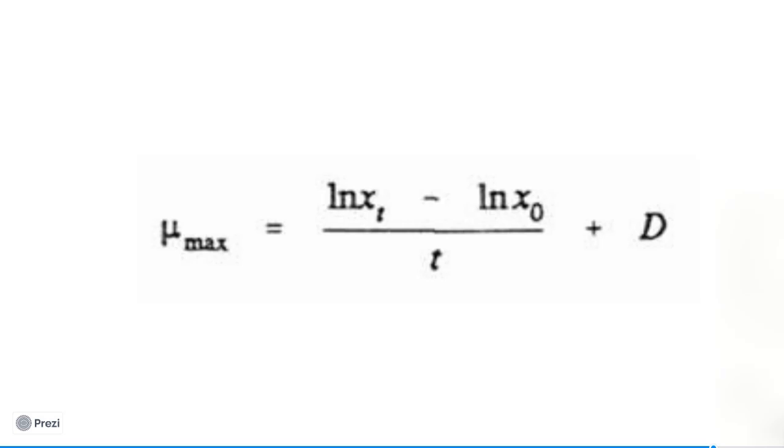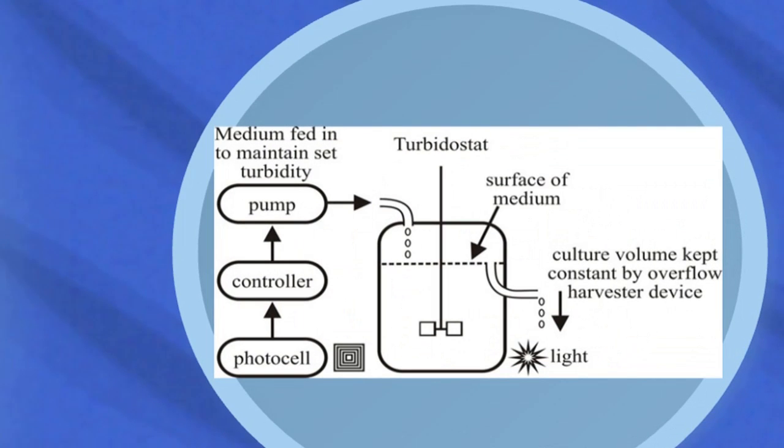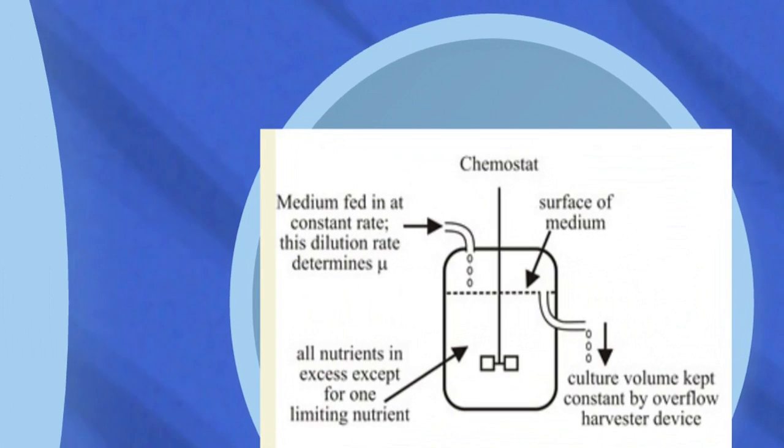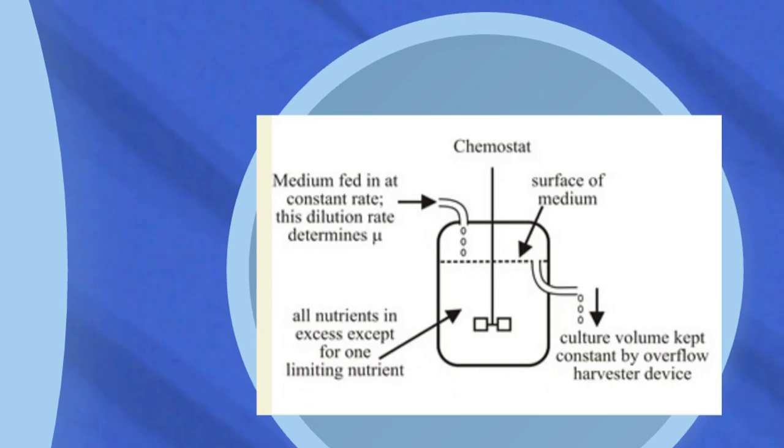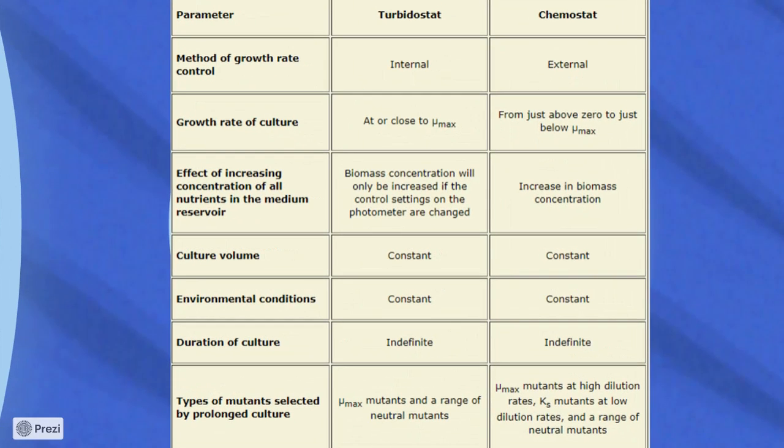The continuous system of cultivation can be carried out in a turbidostat, where the turbidity of the cells is maintained constant throughout the process, and in the second mode, the concentration of a chemical entity inside the reactor is maintained constant. Medium will be fed at a constant rate, and the dilution rate determines the specific growth rate of cells. The basic difference between turbidostat and chemostat, in the method of growth rate control, is that it is internal in a turbidostat whereas it is external in a chemostat.